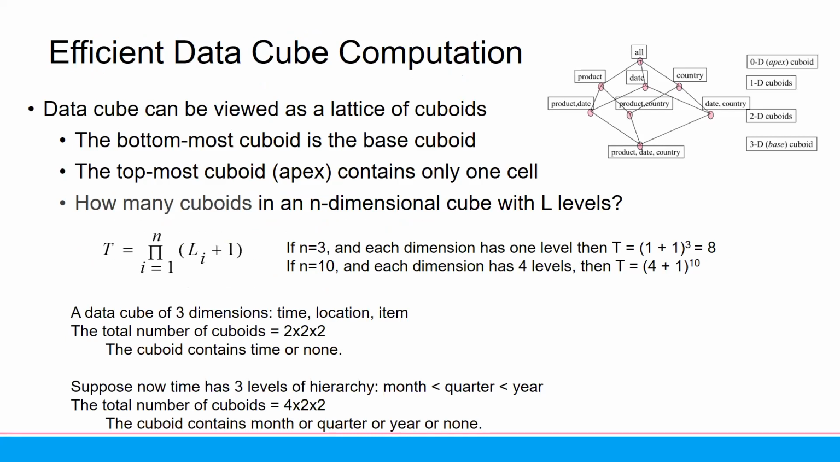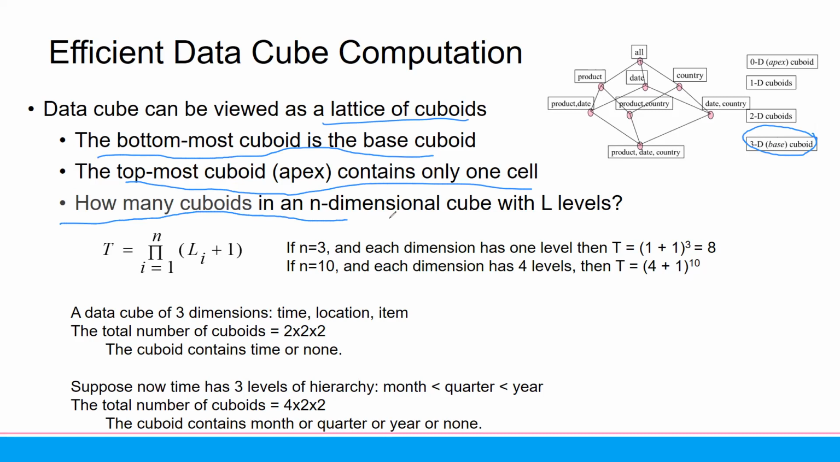When we want to calculate how many data cubes we can use, this is important. A data cube can be viewed as a lattice of cuboids. The bottommost cuboid is the base cuboid. Usually this is three dimensions, and we call this the base cuboid because it's the bottommost. The topmost, we call it the apex. It contains only one cell.